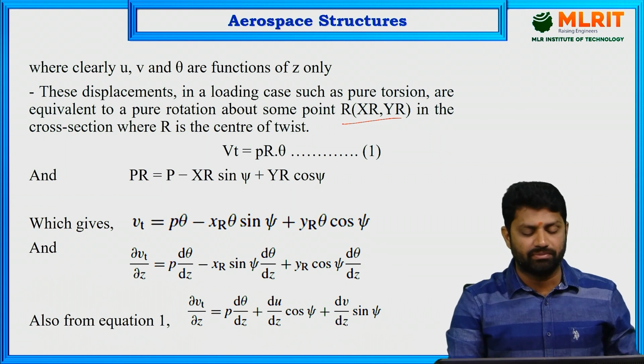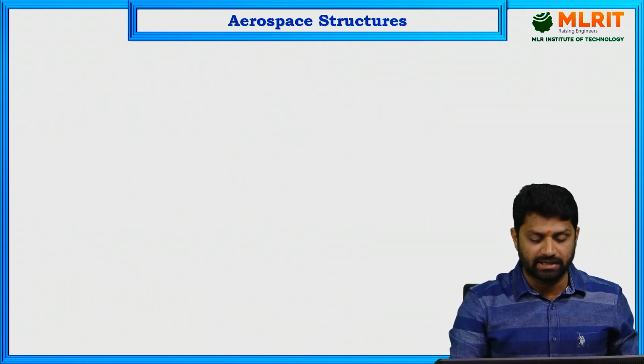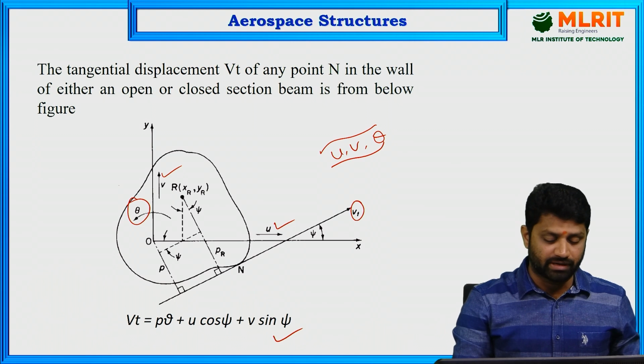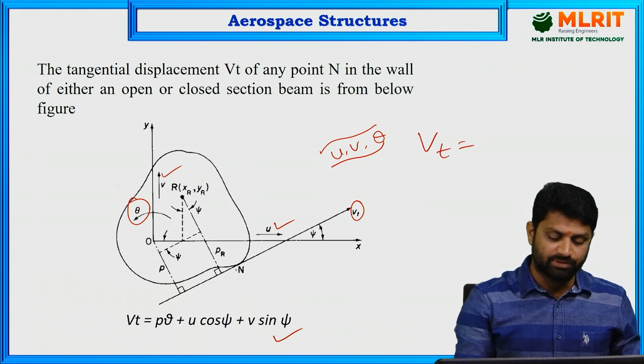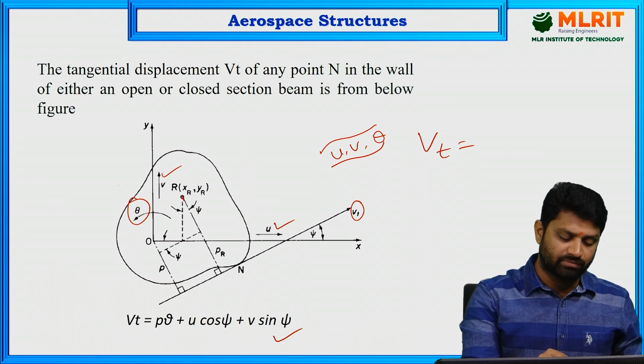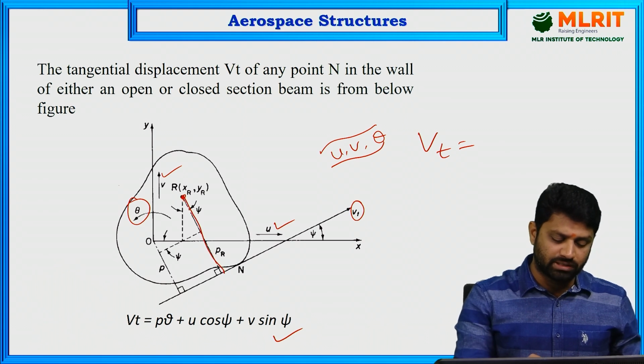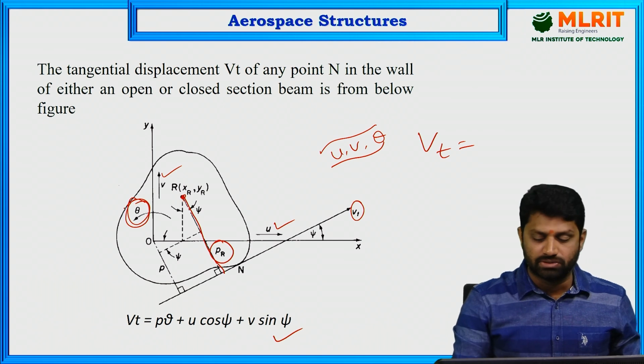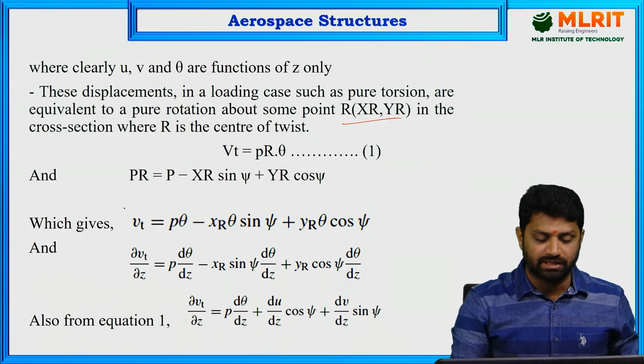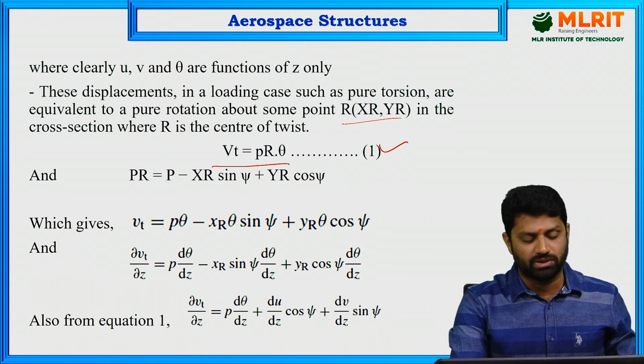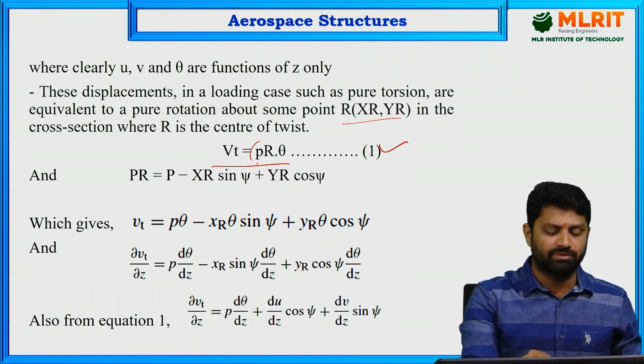From the diagram, first we write for Vt. The tangential displacement is associated with the point r, the displacement is at r, and then the rotation is theta. So first we write Vt equals pr into theta, and then we are going to write what pr is from this expression.